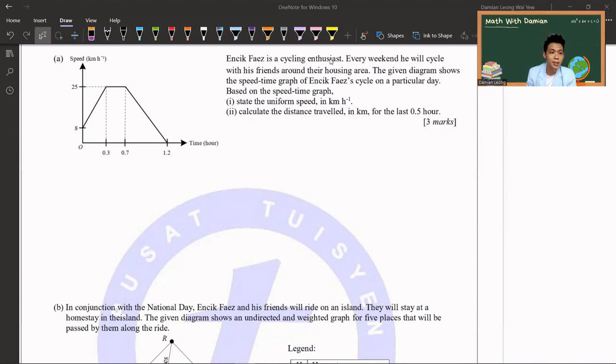Based on the speed against time graph, first we want to state uniform speed. So uniform speed would be the speed where it doesn't change. So it's the horizontal line part for the speed against time graph, which shows the speed of 25 km per hour.